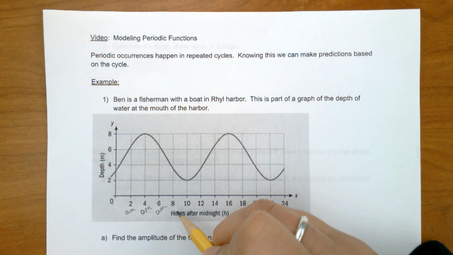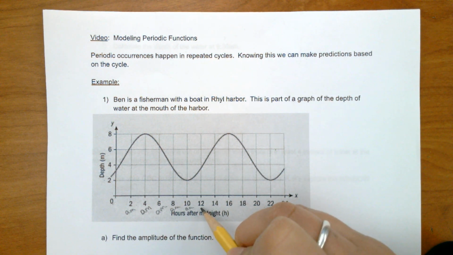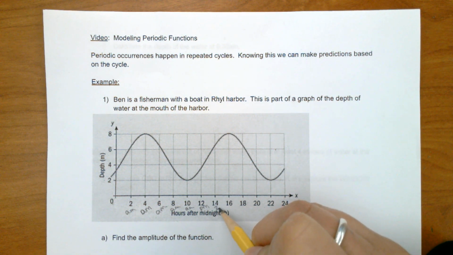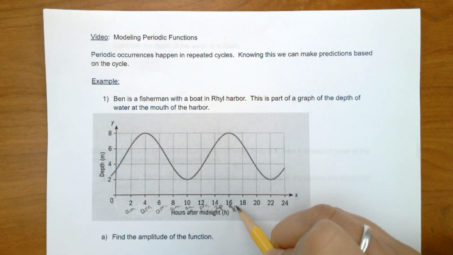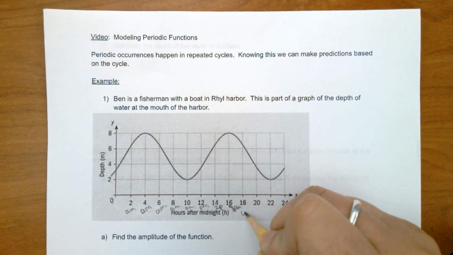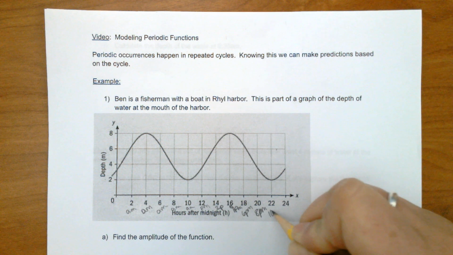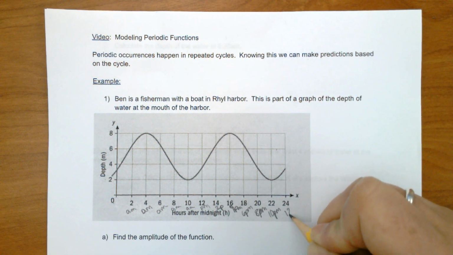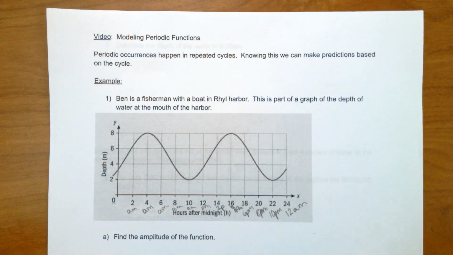Now, if we're not understanding hours after midnight, here we have, I'm just going to complete this, 8 a.m., 10 a.m., then we have 12 p.m., and then this is 2 p.m., that's 1400 hours. 16 is 4 p.m., 18 is 6 p.m., 20 is 8 p.m., 22 is 10 p.m., and 24 is 12 a.m., and we start back at 0. And so this is military time when we do hours after midnight.